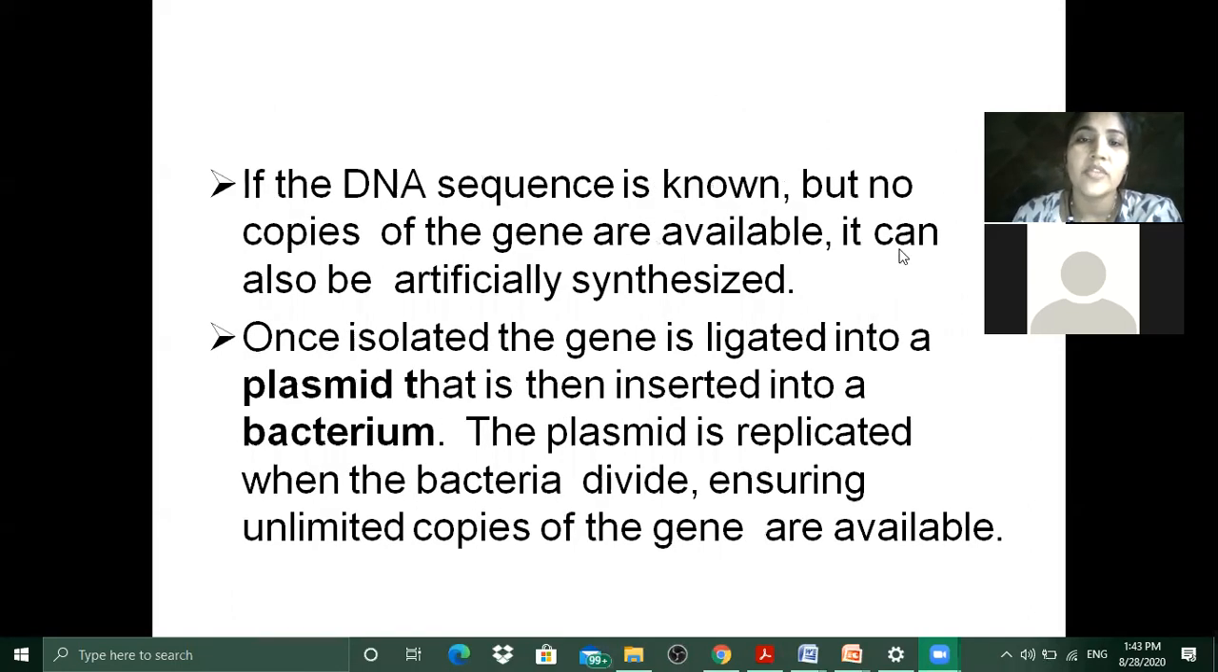Okay, so if the DNA sequence is known but no copies of the gene are available, it can also be artificially synthesized. In the sense, you know, this nucleotide should be here, that nucleotide should be there, but you don't have any gene giving you that particular sequence of nucleotides. In that case, you can also artificially synthesize the DNA.